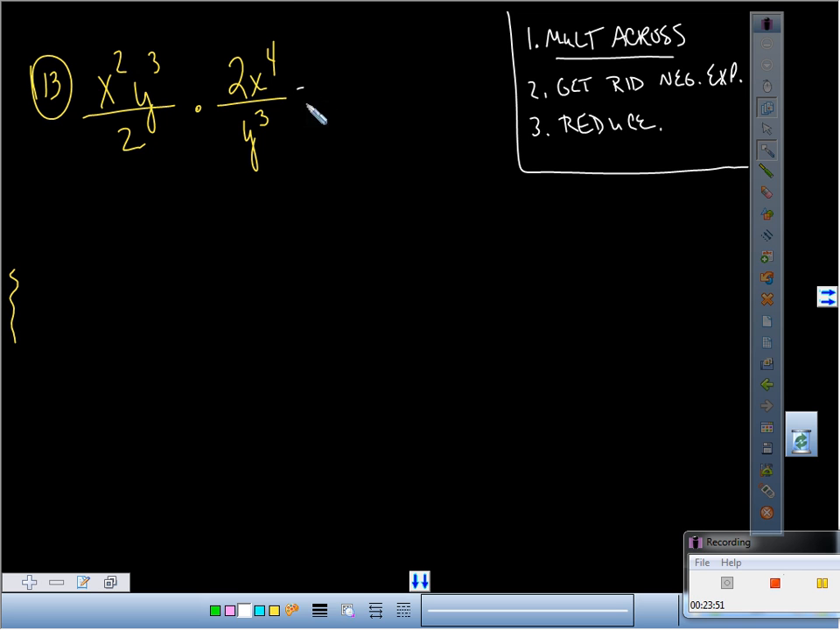Alright? So the first thing I'm going to do is I'm going to multiply across. And the reason that I'm going to do this first is because sometimes my negative exponents will disappear. Alright? Or sometimes I'll consolidate them and they won't be as big. Alright? So on the top, y'all, this is a 1 right here. What's 1 times 2? 2. What's x to the second times x to the 4? X to the 6.